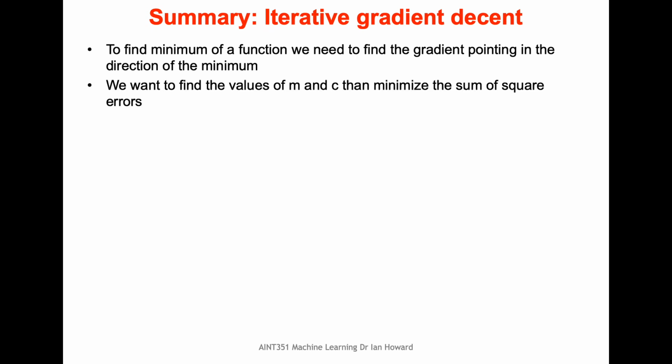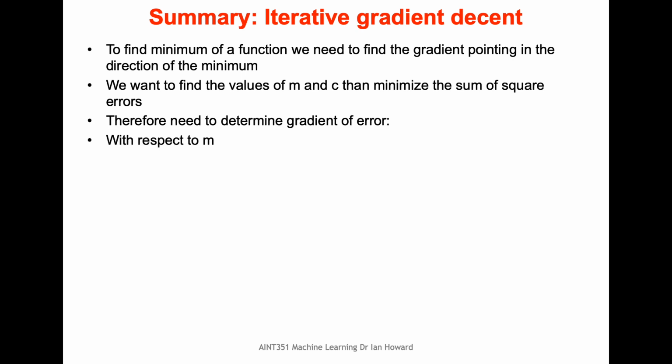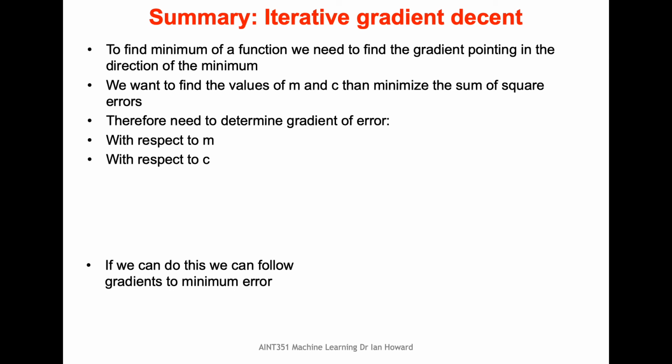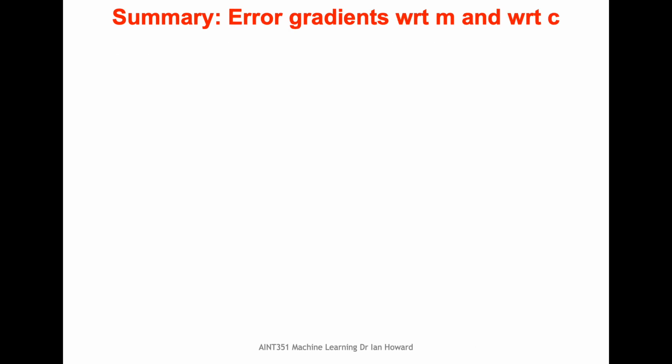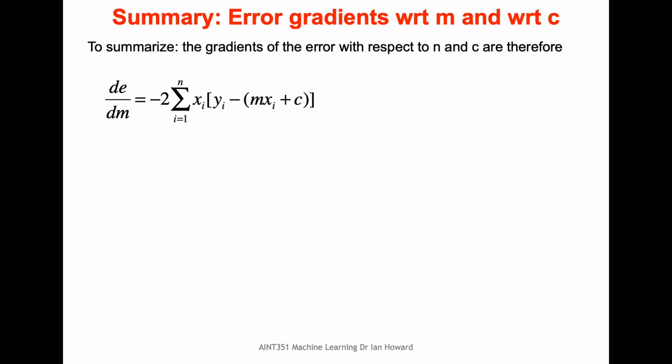To find the minimum, we need to find the gradient of the error with respect to the parameters. So we need to find the gradient with respect to m, dE/dm, and with respect to c. If we can do that, we can then do gradient descent, because if we know what the gradient is, we can make a small update to the parameter values in the direction going down the gradient towards the minimum.